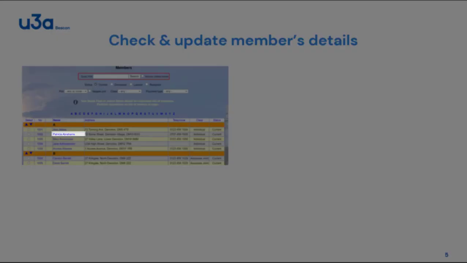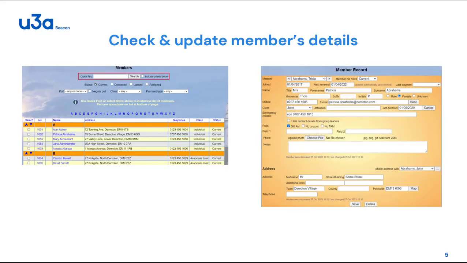Click the member's name in the members list to open their member record. Depending on how your U3A processes renewals, you might have a renewal form with all details, including address, phone number and so on, or you might just ask for any changes. Regardless of the system you use, there are 3 important fields to check.